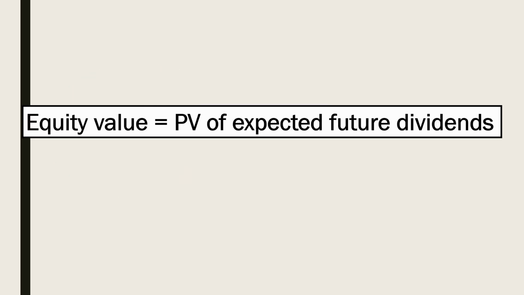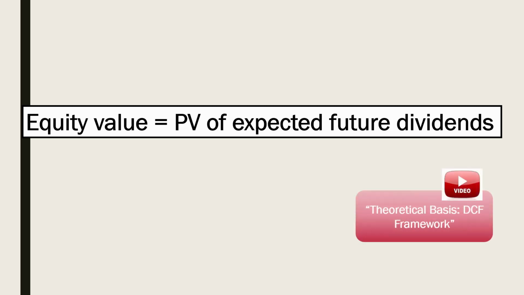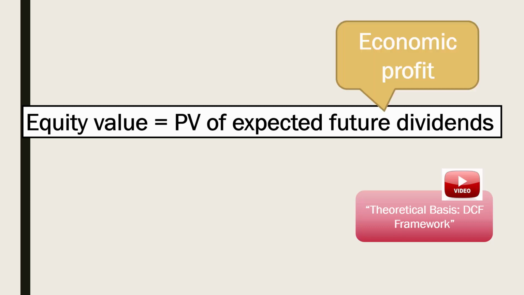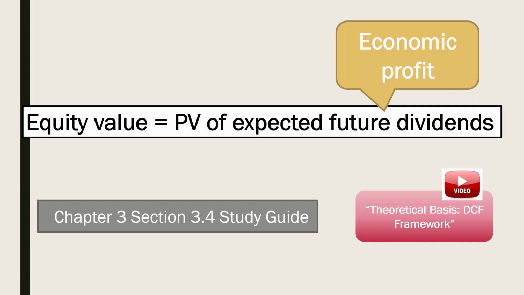The equity value of a firm is the present value of expected future dividends. We saw in the video Theoretical Basis DCF framework how the discounted cash flow (DCF) framework is based on the dividend discount model. The economic profit framework is also based on the dividend discount model. We can replace expected future dividends with economic profit. A simplified mathematical proof of this is in the study guide, Chapter 3, Section 3.4.